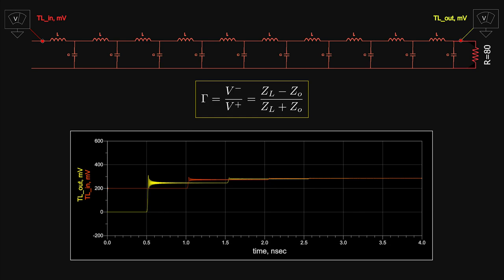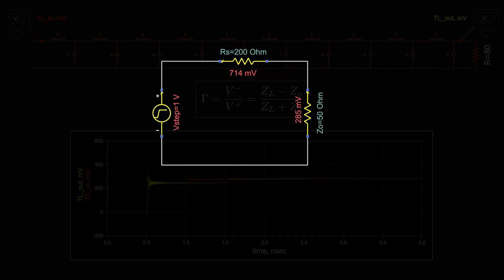Now at first, the voltage at the input settles to 200 millivolts. That's because the voltage source sees only the 50 ohm characteristic impedance. Finally, after all of these back and forth reflections, the 80 ohm load isn't hidden anymore, and the circuit settles to 286 millivolts, the voltage division between 80 and 200 ohms.